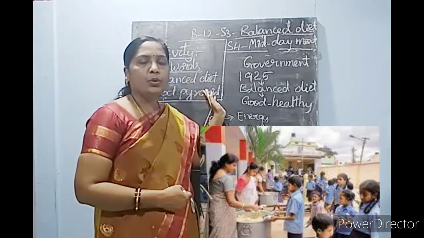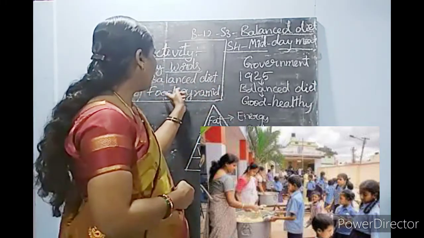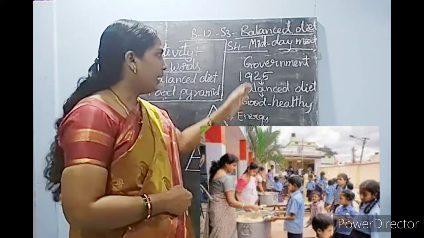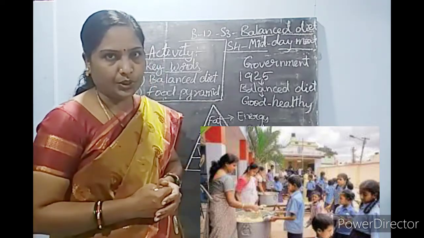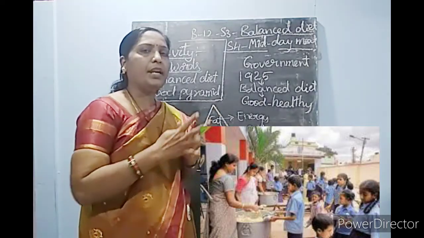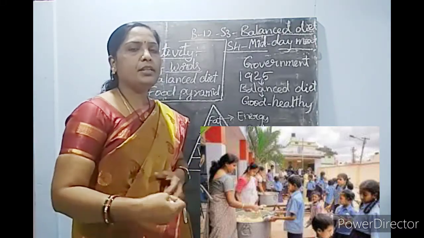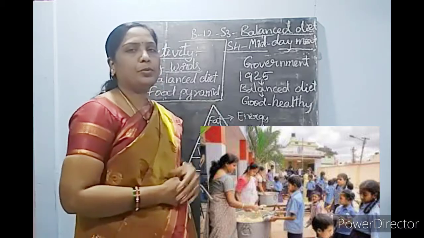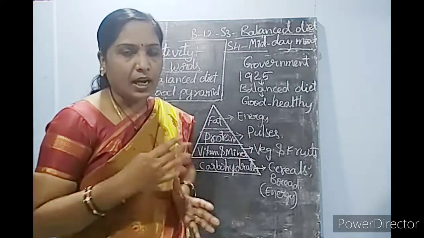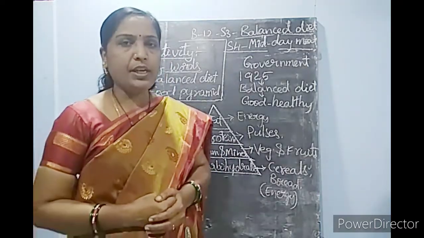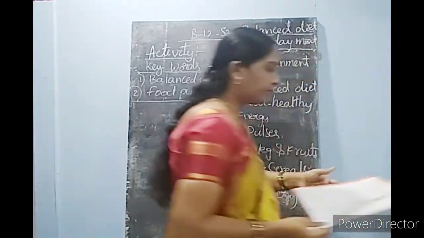In today's class, we discussed the meaning of a balanced diet and the meaning of a food pyramid. A balanced diet means a diet which has all the nutrients in the correct amount. A food pyramid gives us an idea about the different nutrients and what quantities they should be. So when you understand the food pyramid, you can identify whether your diet is balanced or not. Okay? Then we'll see what questions are given in this worksheet.